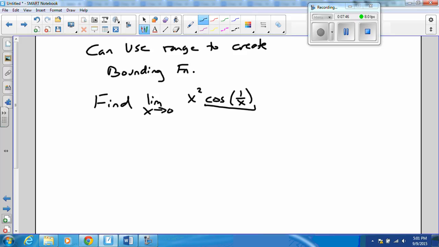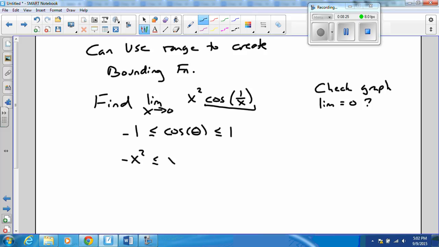A quick check on the graphing calculator, which you can do for yourself, suggests that the limit should be 0. But a graph is not a proof, and so we now need to prove it. And so we're going to look for two bounding functions that trap this function and both go to 0. And what we observe is that the cosine of anything is always between -1 and 1.